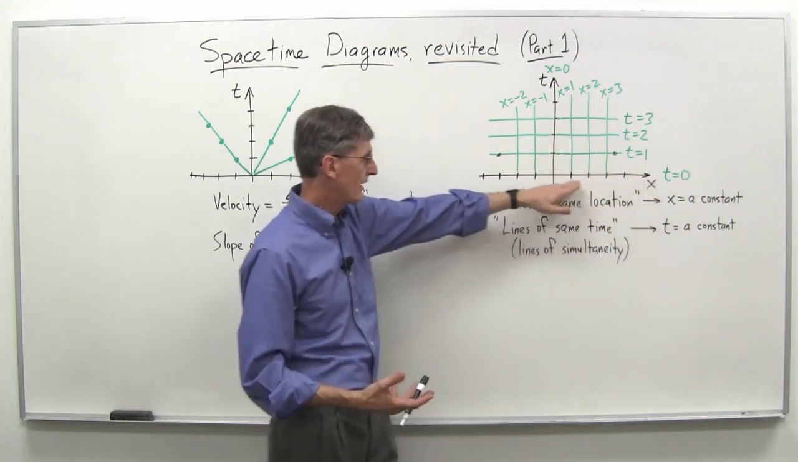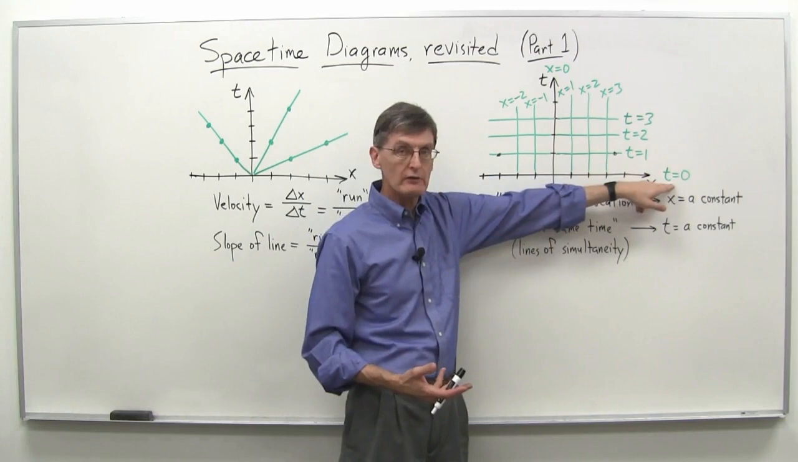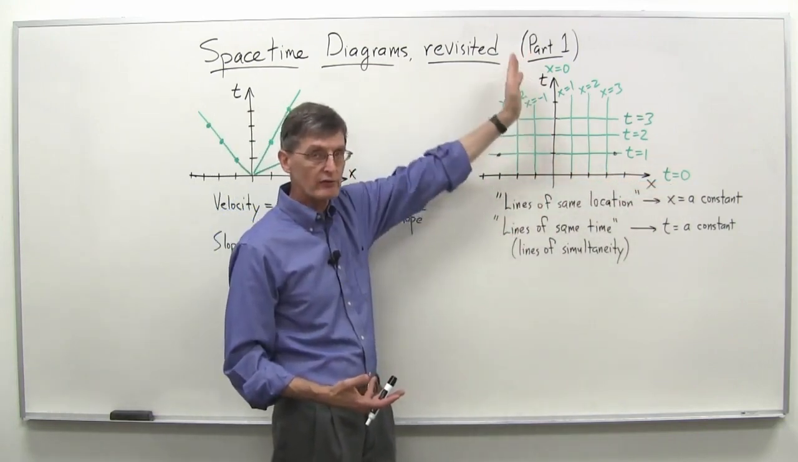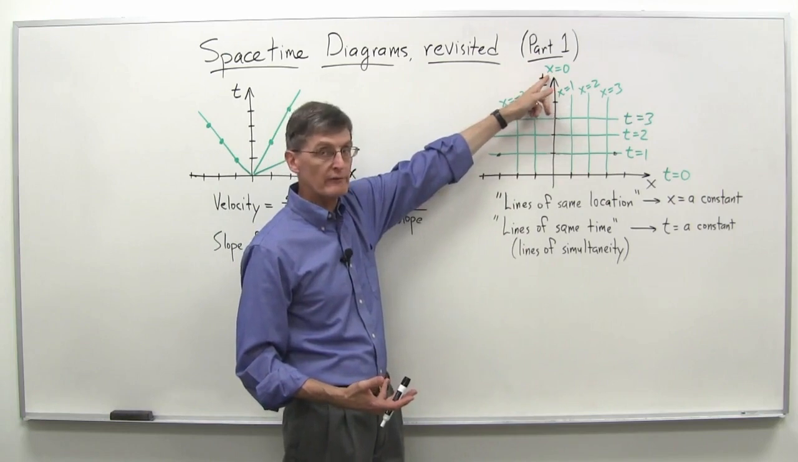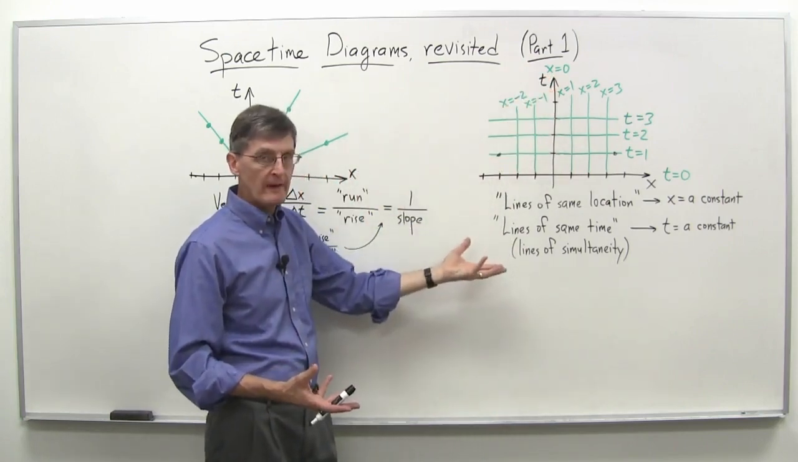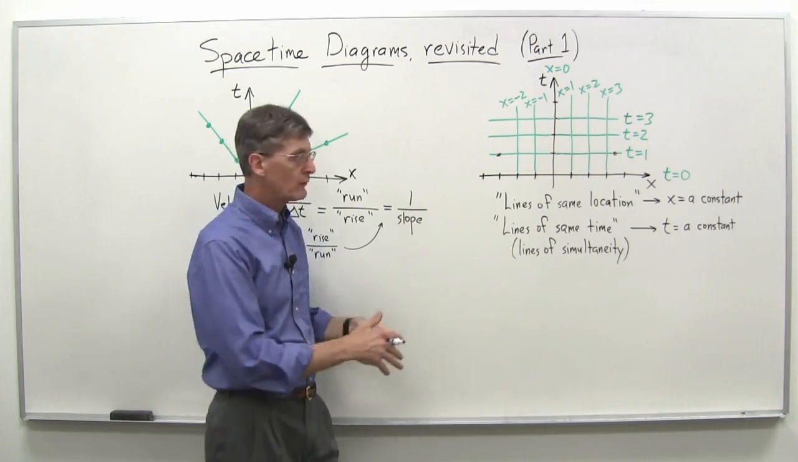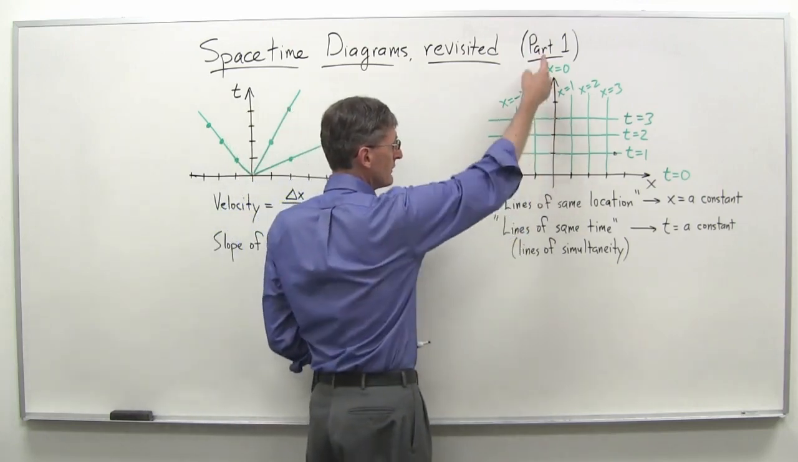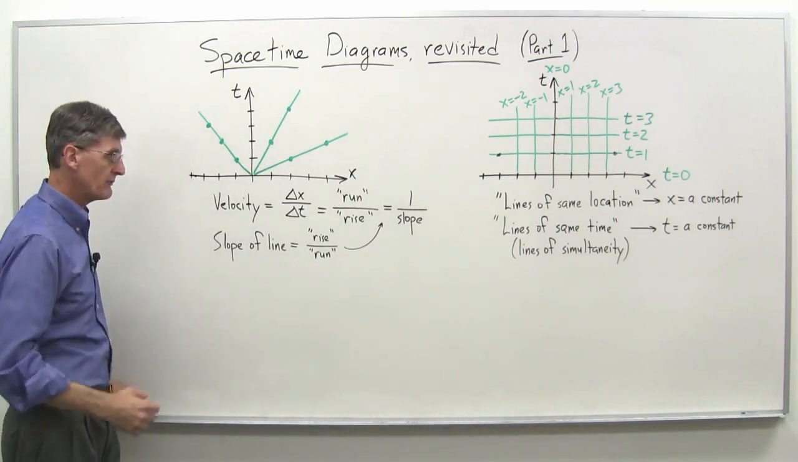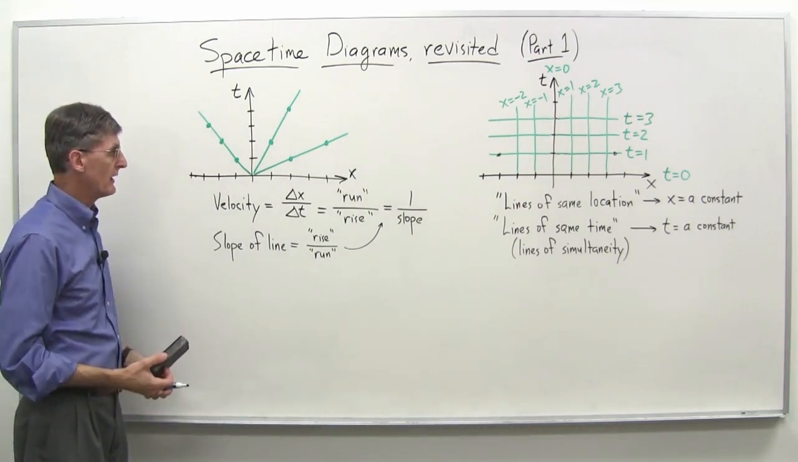And of course, the x-axis itself is t equals 0, so it is a line of simultaneity. And I forgot to mention the t-axis, the vertical axis, is the x equals 0. So if you have something sitting at the origin in our frame of reference and not moving at all, as time goes on, its world line would just be a vertical line right along the t-axis there. Okay, so lines of same location, lines of simultaneity.